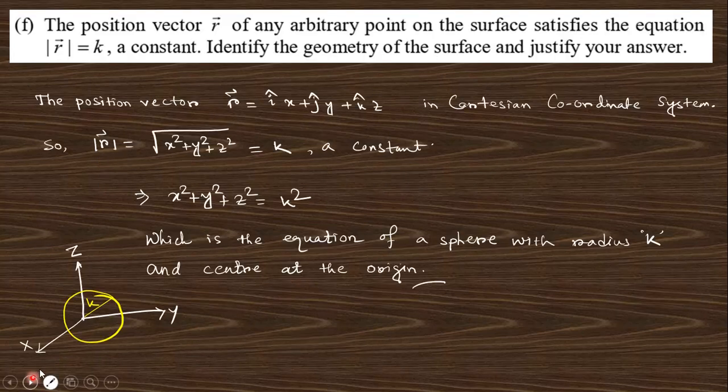Go to the next question. The position r of any arbitrary point on the surface satisfies the equation. Identify the geometry of this. So r, any position, is i cap x plus j cap y plus k cap z. Mod of r, the magnitude, will be root over x squared plus y squared plus z squared, which is given as k, which is a constant. So if you square both sides, you will get this. This is nothing but the equation of a sphere with radius k. Okay, so this is the geometry, that is the equation of a sphere. Go to the next question.